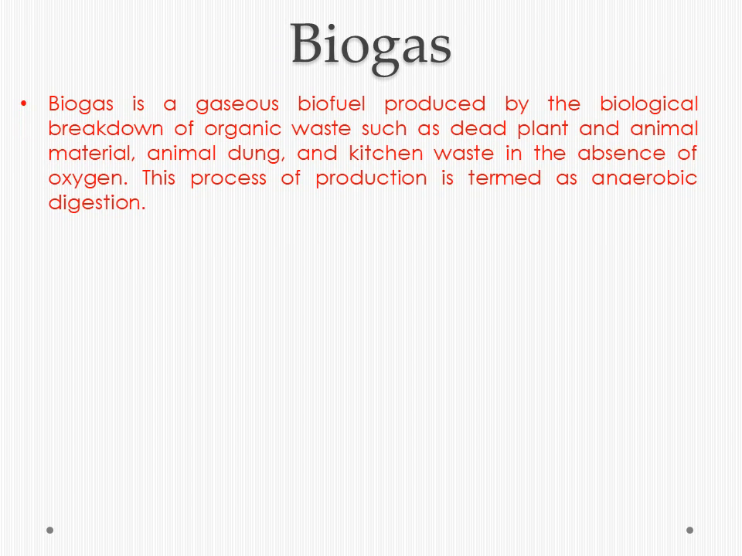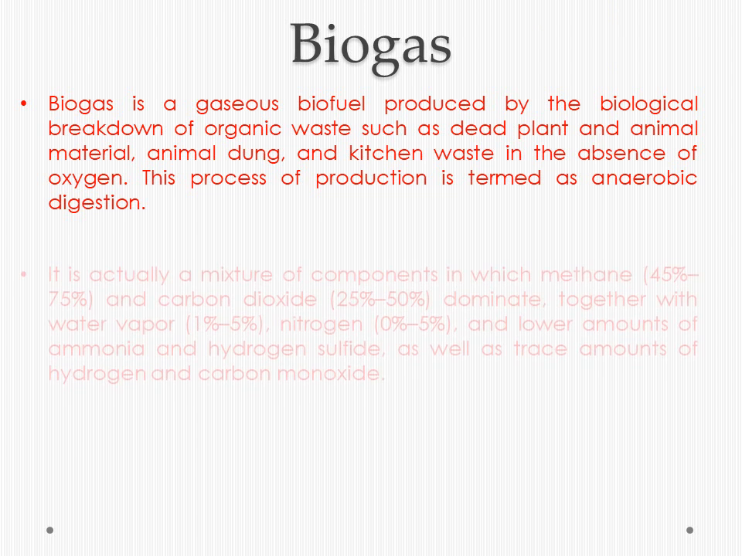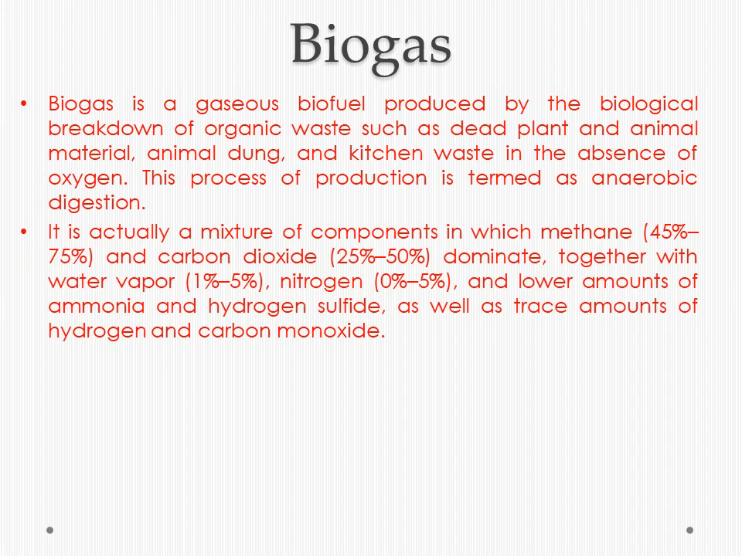Now the next biofuel is biogas. This is a gaseous biofuel which is produced by the biological breakdown of organic waste like dead plants, animal material, animal dung and kitchen waste in the absence of oxygen. So that process is termed as anaerobic digestion. And this biogas is actually a mixture of gases. It comprises mainly methane, carbon dioxide and water vapors. Methane content is about 45 to 75%. Carbon dioxide content is 25 to 50% and water vapors are from 1 to 5%.